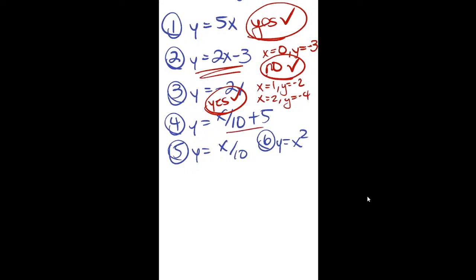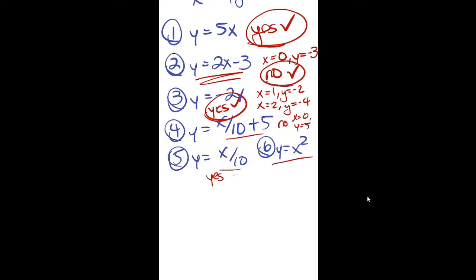How about this one? This should be a no, because when x is 0, y is 5, and x and y have to both be 0 at the same time. Okay? How about this one? This should be a yes. When x is 0, y is 0, and it's changing by the same amount, 1/10. Okay? How about this one?